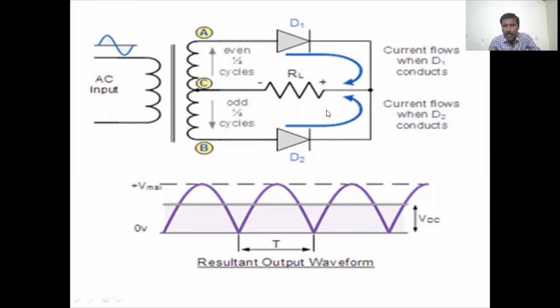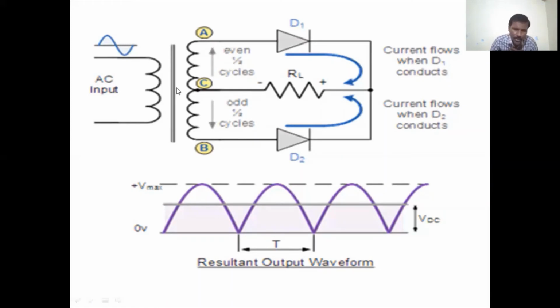So current flows when D1 conducts. That is, when the positive half cycle reaches D1, the current flows through D1, that is, it conducts. Current also flows when D2 conducts. That is, when the positive half cycle reaches D2, it acts as forward biased and D2 conducts. This is the even half cycle and this is the odd half cycle.